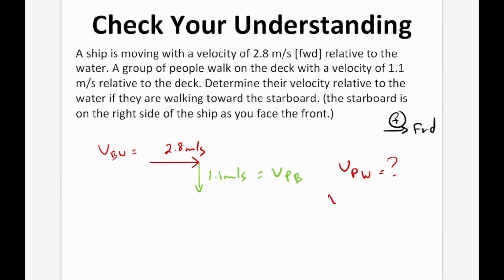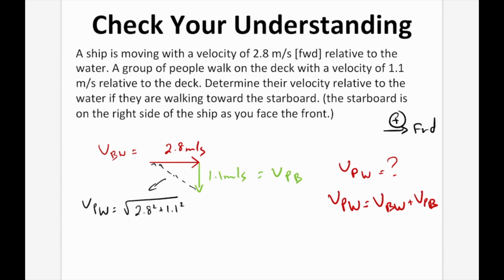That's our question. And the velocity of the people relative to the water is going to equal the velocity of the boat relative to the water plus the velocity of the people relative to the boat. So it's going to be a vector addition question. We're going to follow the exact same format. We're going to say that the velocity of the people relative to the water is going to equal the square root of 2.8 squared plus 1.1 squared.